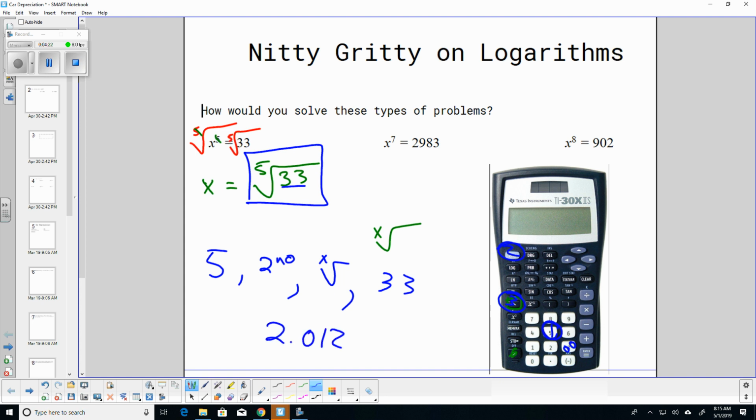2.0123 and some change. Did you get the same thing? All right, so what does that mean? That means that x is equal to 2.0123. So if you take that number and raise it to the fifth power, you'll get there. Does that make sense? So you're just undoing it with something different than a square root.